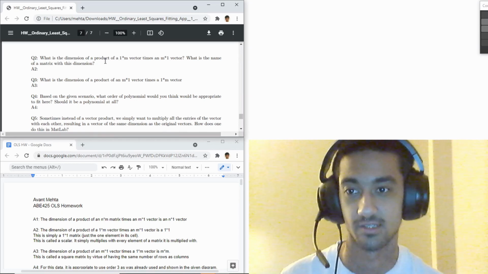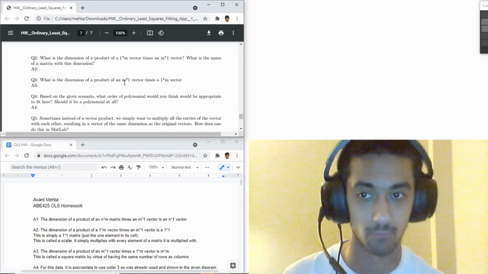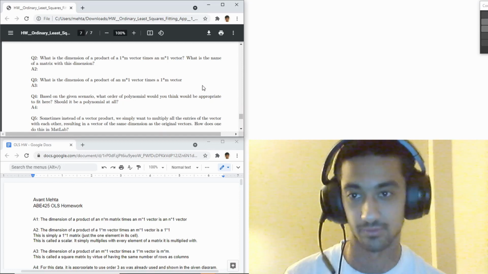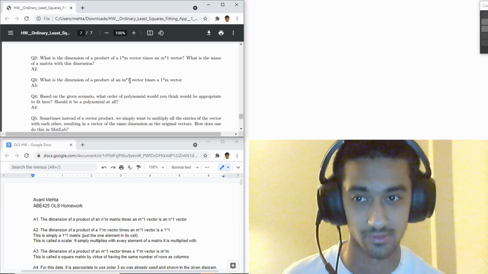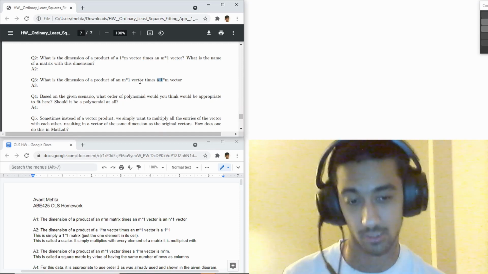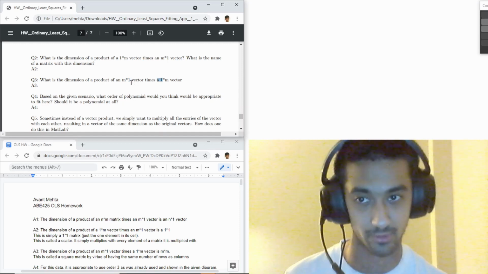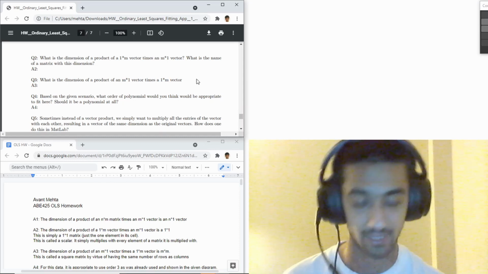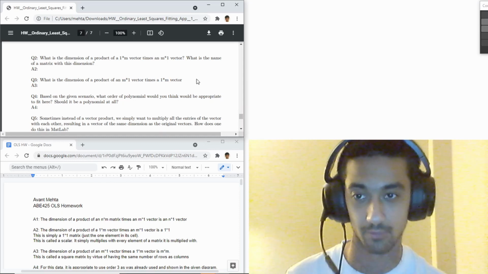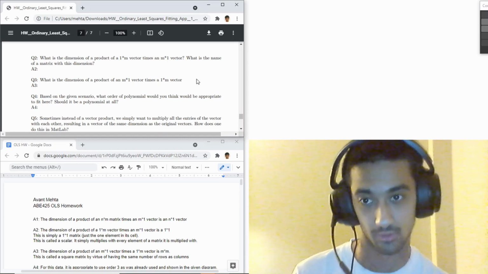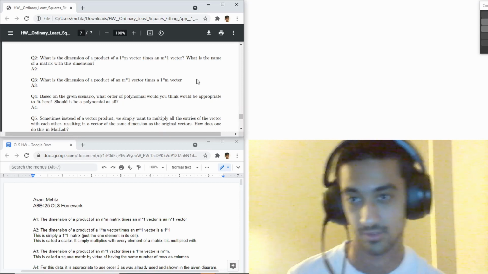Third question is, what is the dimension of a product of an m by 1 vector times a 1 by m vector? And for the third time, we have to check compatibility. It's 1 by 1 for the columns here and the rows here, so it's compatible. The outside values tell us the actual dimension of the product. That's m by m. Hence we have an m by m matrix as the output. And because we know that it has as many rows as it has columns, it's going to be a square matrix.